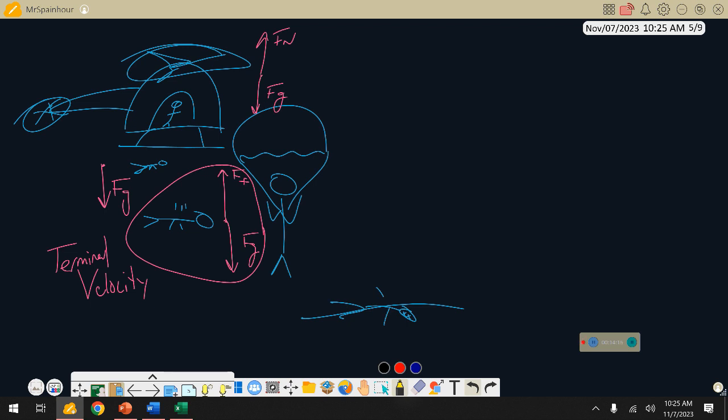Friction would get a lot less, and if friction gets a lot less, what happens to the person? They go faster, until when? The forces are equal. Once again, as you go faster and faster, you hit more and more electrons, and eventually that friction is going to grow until it's equal to force gravity. Now, let's say you're going faster.